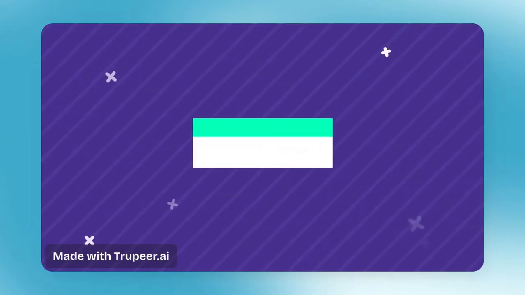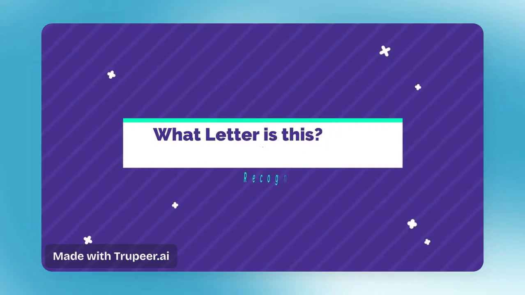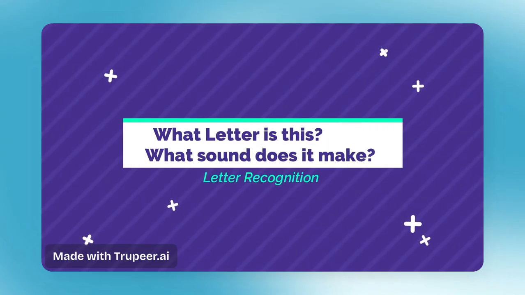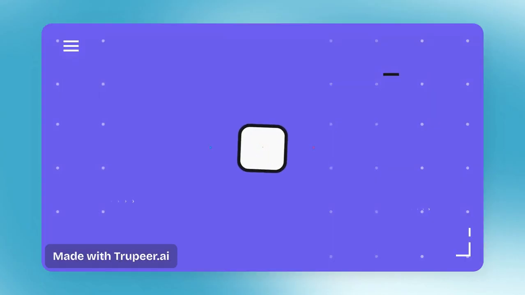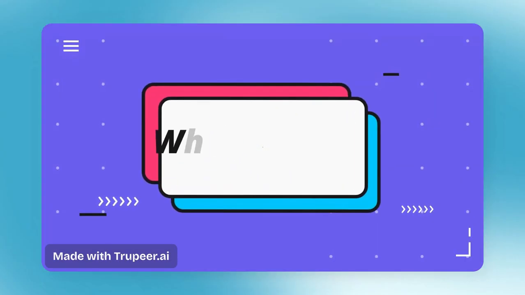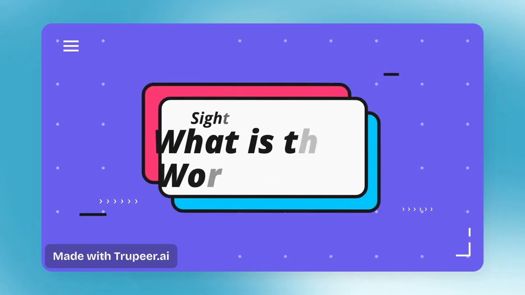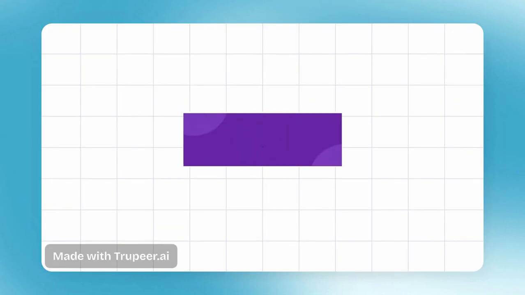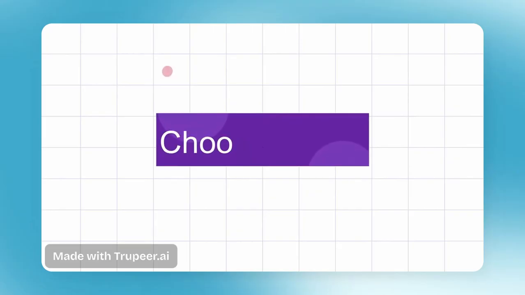Point to each letter of the alphabet, uppercase and lowercase, out of order, and ask, what letter is this? What sound does it make? It's that simple. Do the same thing with your sight words. Point to the word and ask, what is this word? Don't give them a chance to sound out the word. See if they know it by sight. Then choose a book based on the information you've gathered from your child.